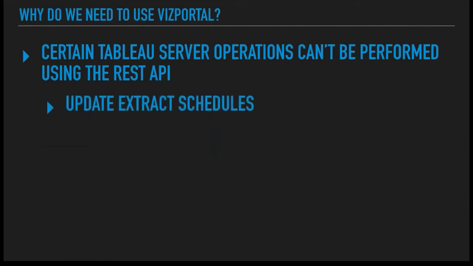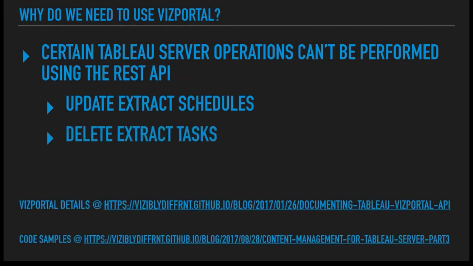One of those would be to update extract schedules. If you wanted to change an extract that's running Monday morning at 8 o'clock to running once a week at 6 a.m., you can't do that using the REST API. You'd have to use the VIZPORTAL API to do it. And we also want to be able to delete extract tasks. Not necessarily delete the content from the server. We want to preserve it on the server, but to actually delete the extract refresh, we would need to go in with the VIZPORTAL API to do that.